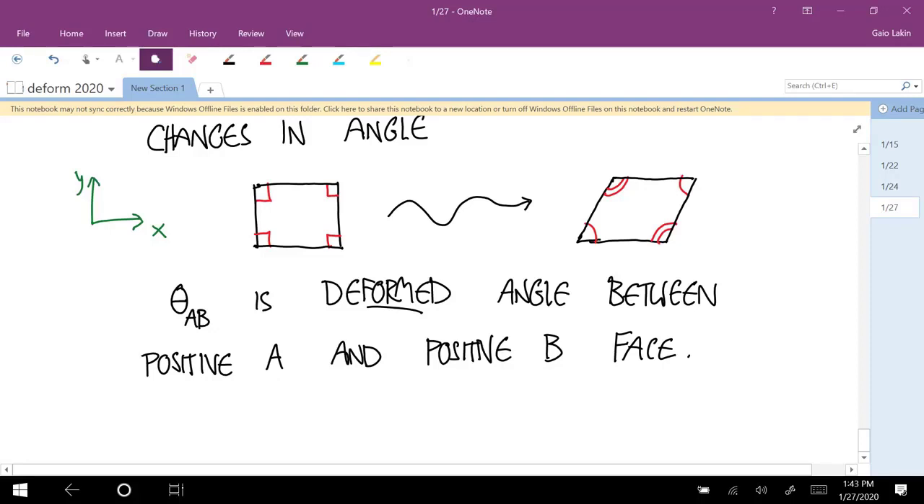The X face is this one that looks like this. And the positive Y face is this one. Don't use this one and this one because those are the negatives. We want to use the positive X and the positive Y face. Okay, and we're looking for the angle between the positive X and the positive Y face. So after the deformation, this is the positive X face. This is the positive Y face. So this angle here is our theta XY.